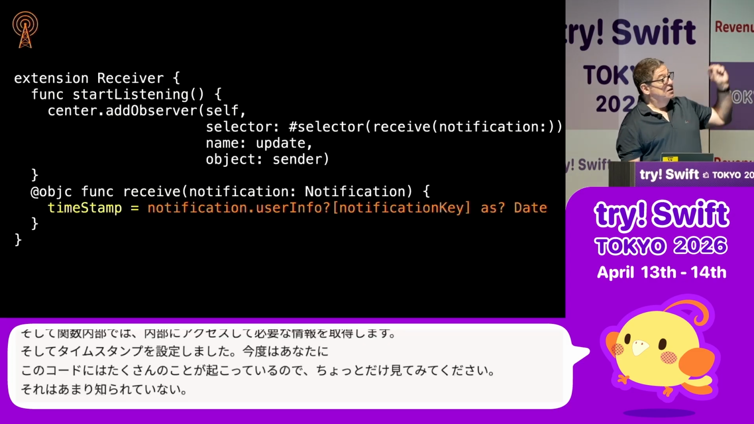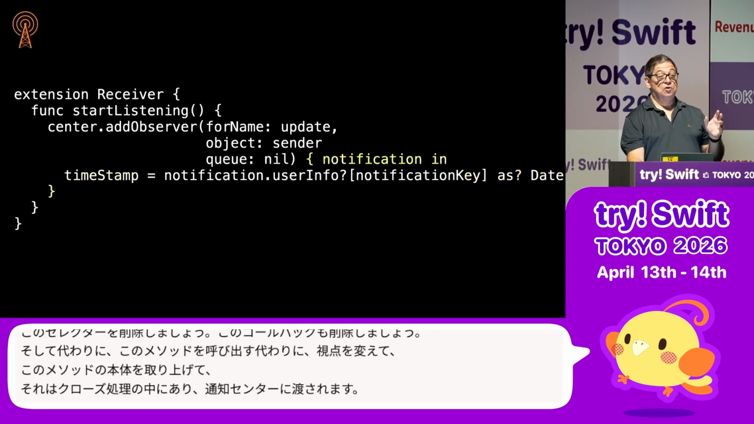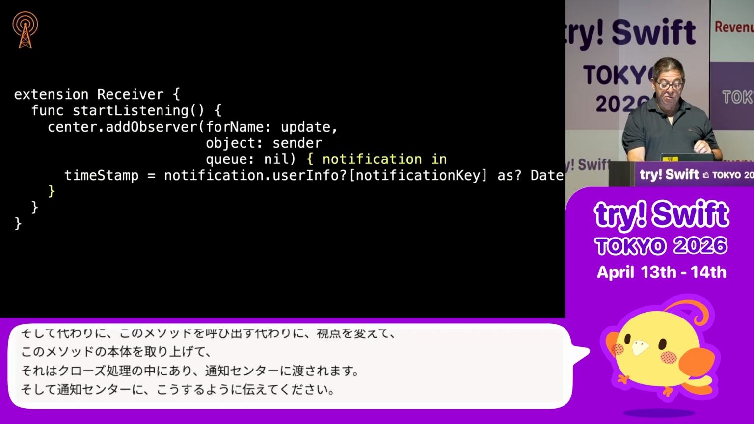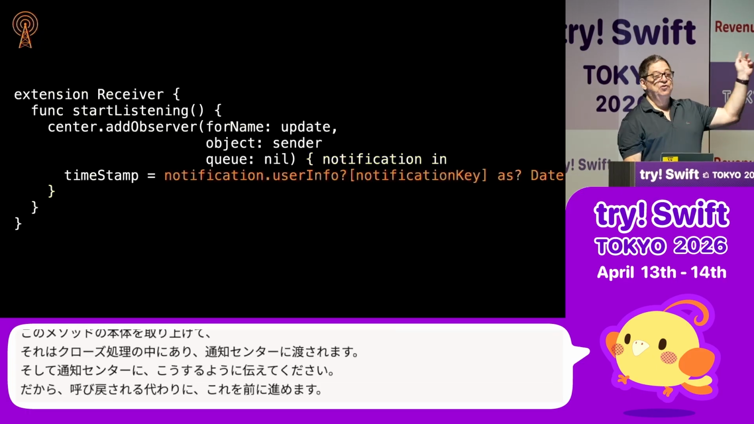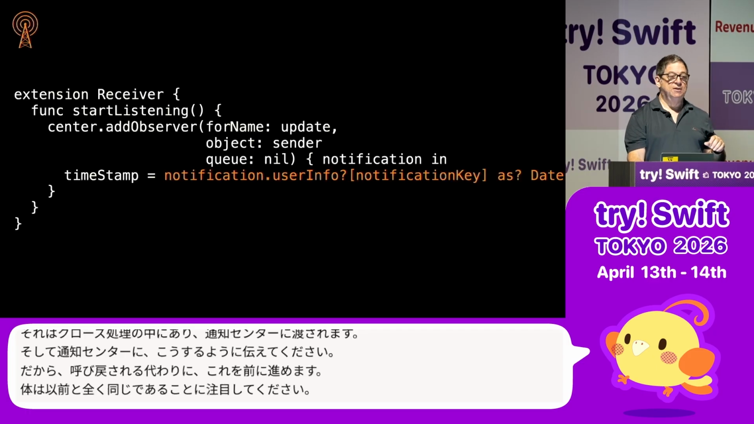Instead of calling back this method, we're going to take the body of this method, wrap it in a closure, and we're going to pass it to the notification center and tell the notification center, just do this. And so instead of being called back, we pass this forward, but notice the body is exactly the same as before. We're still looking inside the user info dictionary.